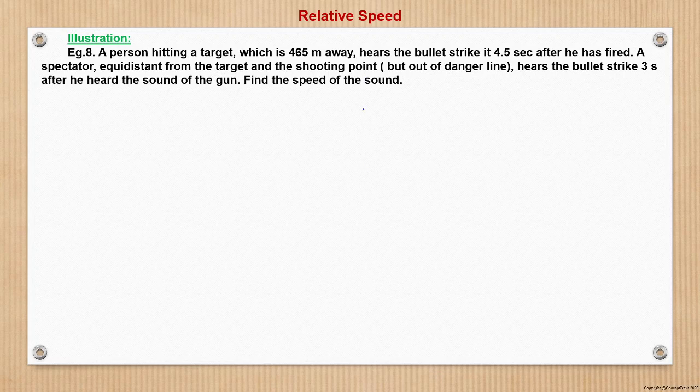So let us first draw this pictorially. Suppose a person is hitting a target. Here is the target. The person shoots a gun towards this target T, right? And there is a spectator S who is sitting equidistant from P and T. So this distance is D and ST is also D, right? And PT is given as 465 meters.